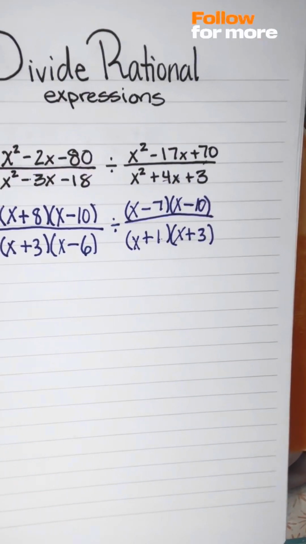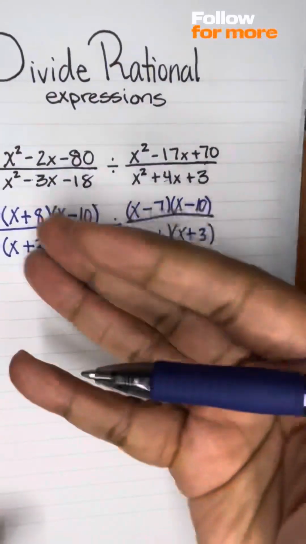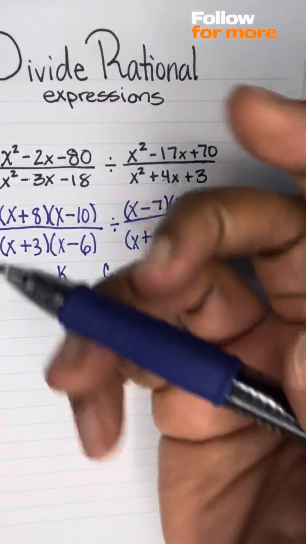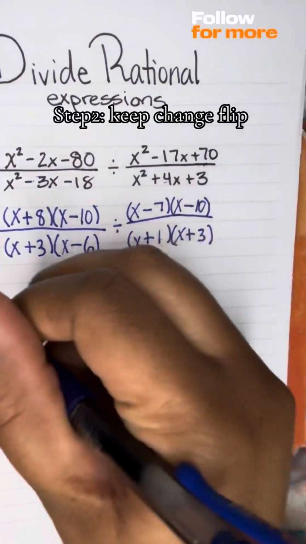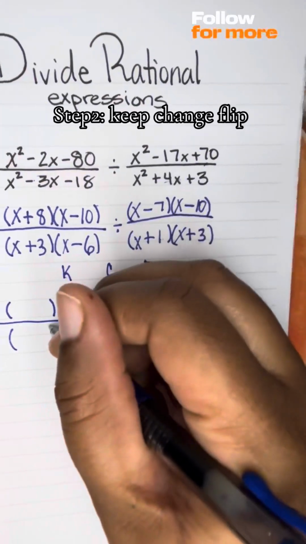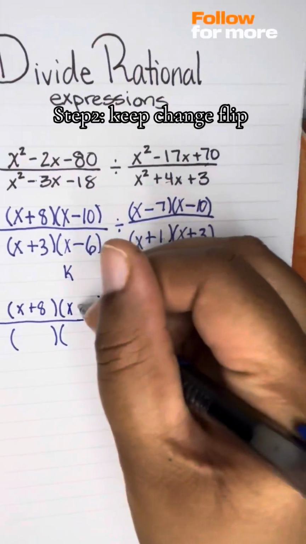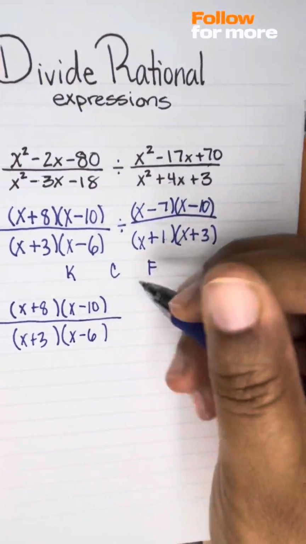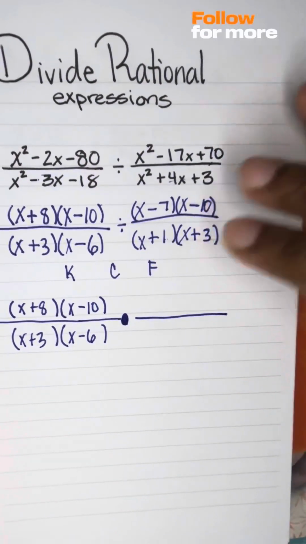All right, now you have to go back to your dividing fractions. Remember, we have to do the keep, change, flip. We can never divide fractions. We have to change it to multiplication. So this stays as is. So I'm just going to rewrite this, because that's all staying the same. So x plus 8, x minus 10, x plus 3, x minus 6. We're changing this to multiplication. And then we have to flip this.